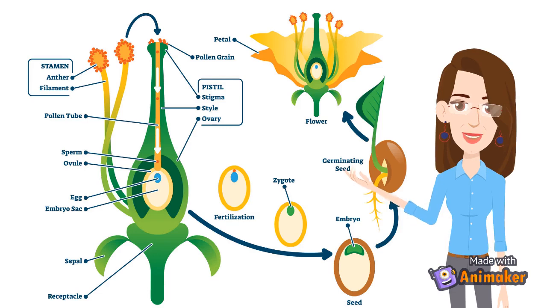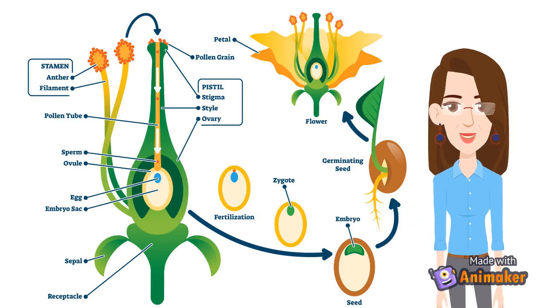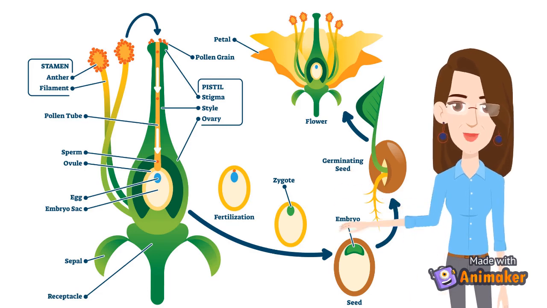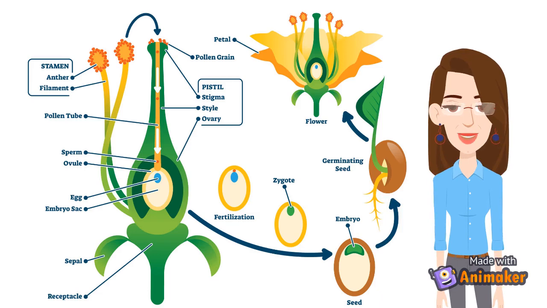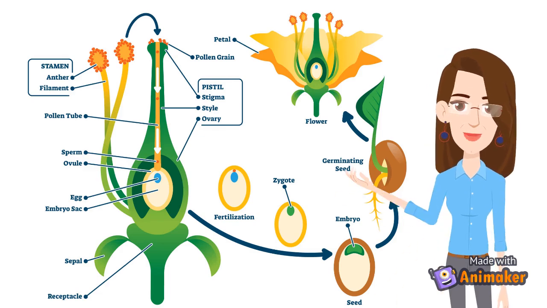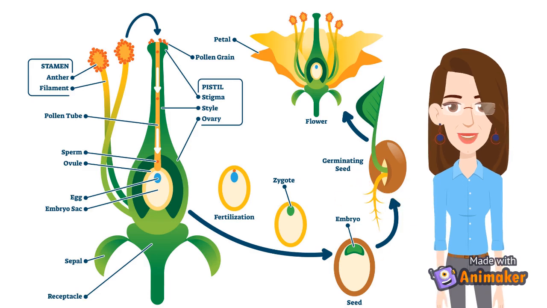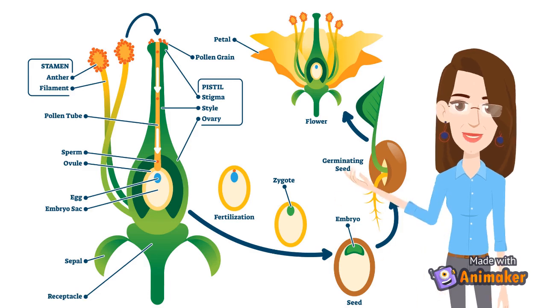What is the egg cell? Egg cell is the female gamete which is present inside the ovule. The process of fusion of male gamete with the female gamete is called fertilization. The single cell produced as a result of fertilization is called zygote.